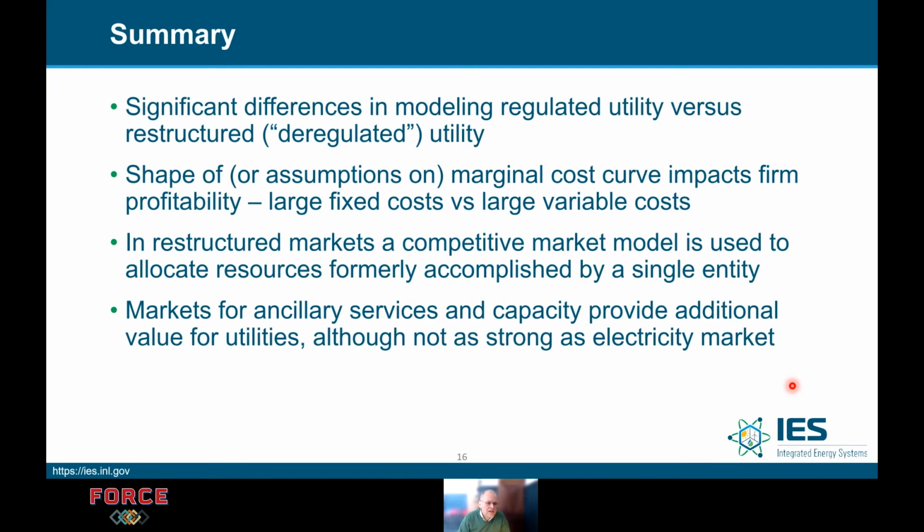In the restructured markets, a competitive market model is used to allocate these different functions that formerly were accomplished by a regulated utility managing across the entire supply chain of the utility. And then finally, the markets for ancillary services and capacity provide additional value for utilities, although not as strong as the electricity market itself. And so, Aaron, with that, I'm a little bit over time, but I'm concluding there.